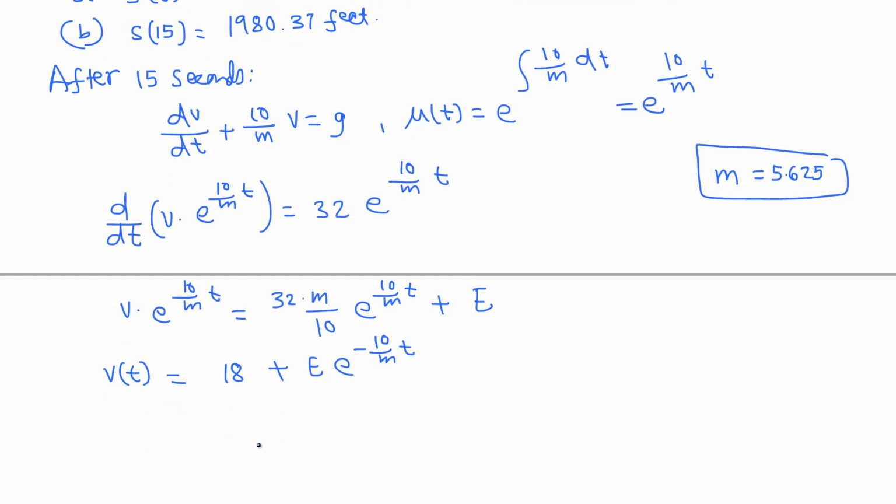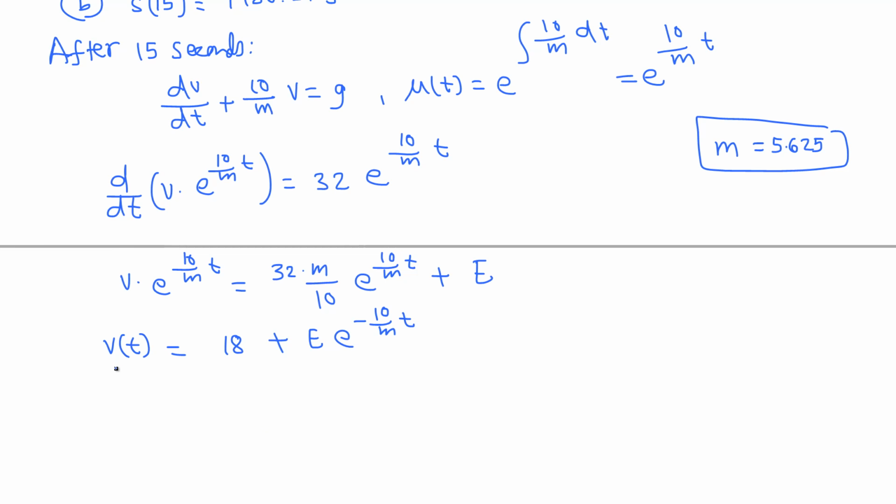Now we use the initial velocity for the second part. So for the second part, the initial velocity, that means the velocity after 15 seconds, v0, was 198.35. That implies 198.35 equals 18 plus e times e raised to 0, which is 1, so it's e, so the constant e is 180.35.